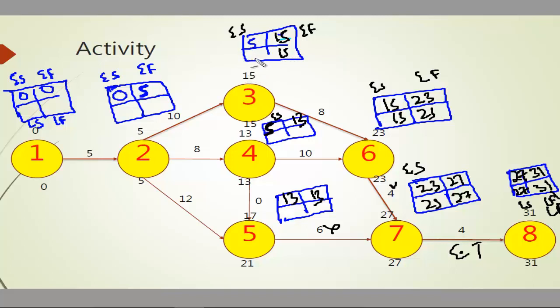15 minus 10 is going to be 5. Then go forward, this will be 5. 5 minus 5 is 0. Then go forward, this is going to be 0, and 0 minus 0 is 0. So I completed this way. Then I need to complete this way also.